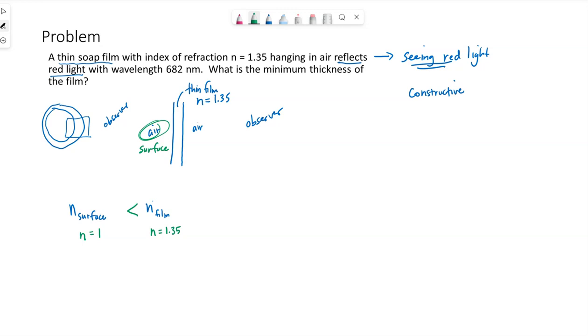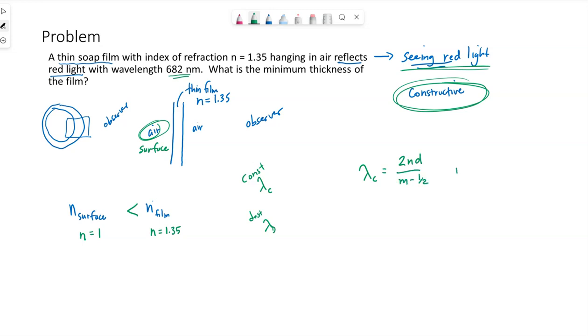Now we have two equations. We have lambda sub c or lambda sub d, constructive or destructive. The constructive is what we want because we're seeing this red light. It tells us that it is reflecting this specific wavelength of light. So we want the constructive interference equation: 2nd over m minus 1/2. Our allowed m values are 1, 2, 3, 4, 5, and so forth.